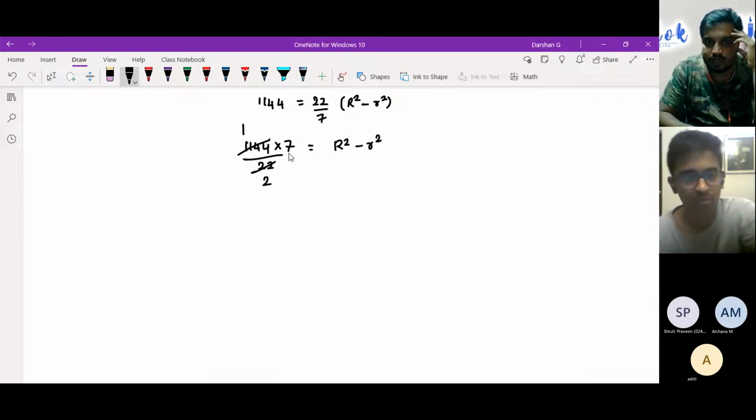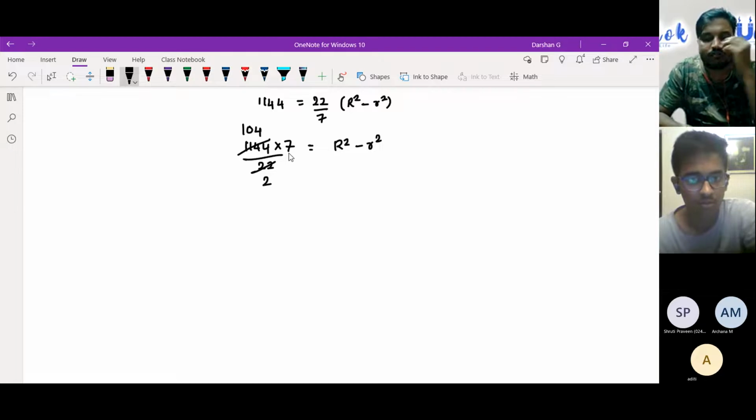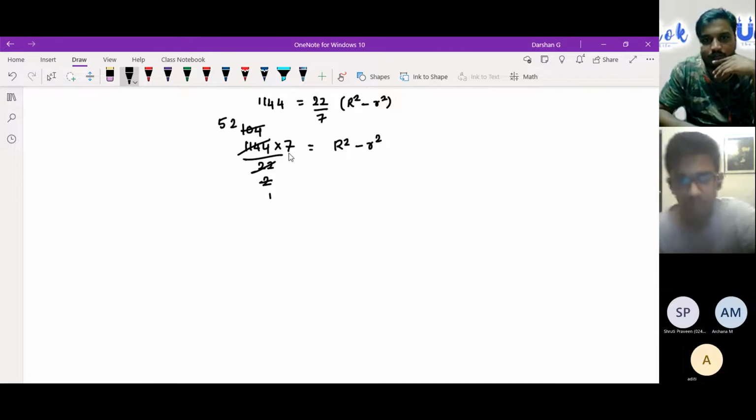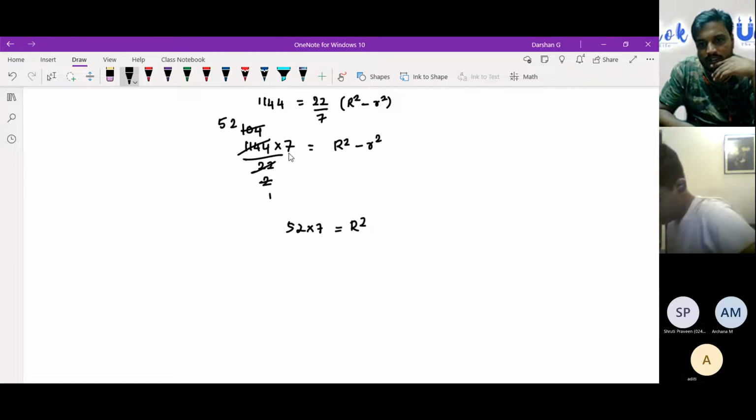Anyone? So don't write 14. It is 104. So now again, 2 ones are 2, 2 fives are 10. Then we have 4. Then we have 2. So it is 52 into 7 equals R square minus r square.